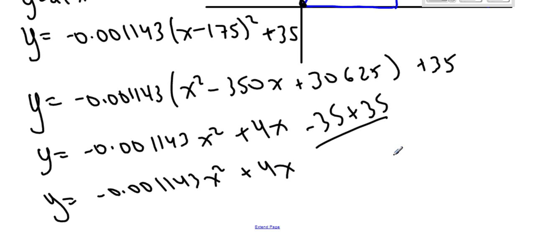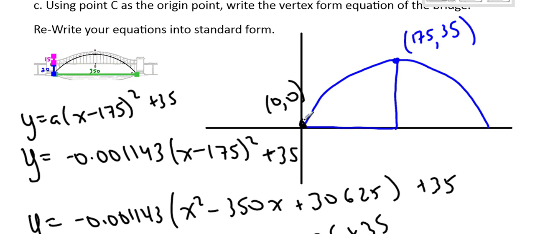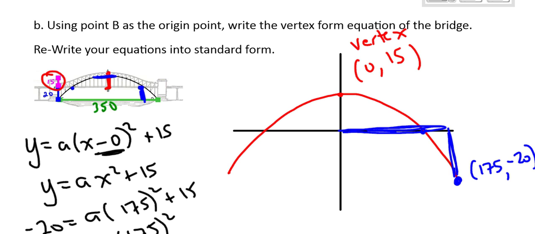Does it make sense that there's a +0 at the end? Absolutely, because +0 means that when x is 0, so is y. Okay? And there's one more question, I think.